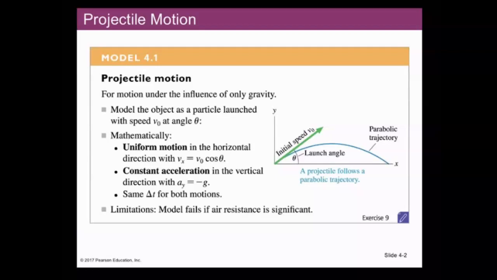Mathematically, this is uniform motion in the horizontal direction, with the x component of the velocity equal to v sub 0 cosine theta. Constant acceleration in the vertical direction is equal to a sub y equal to minus g. For both the horizontal motion and the vertical motion, we have the same delta t.